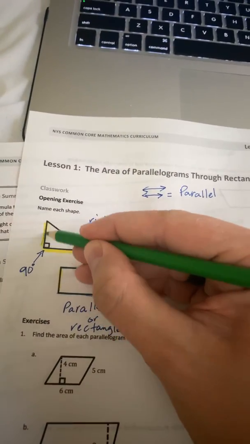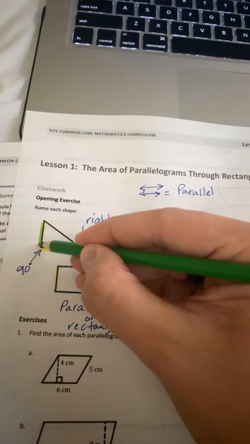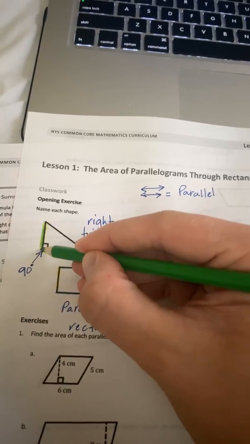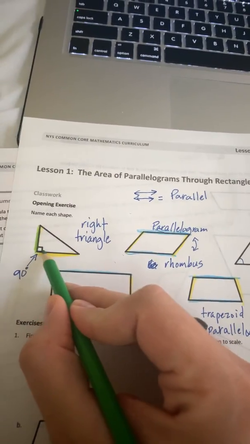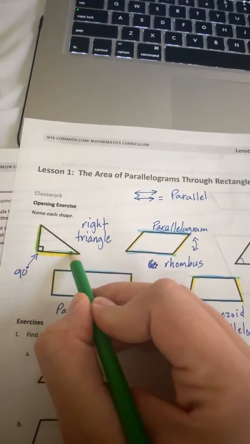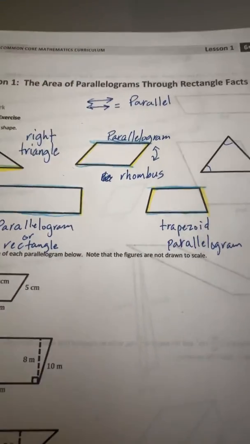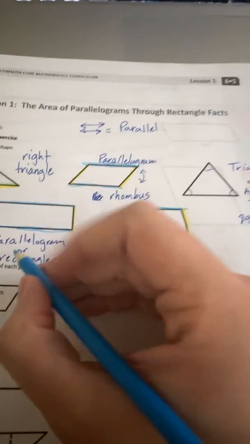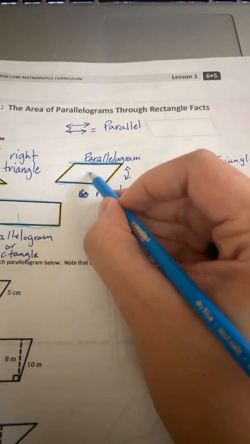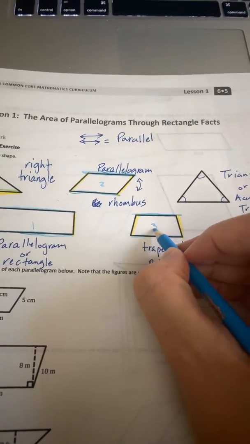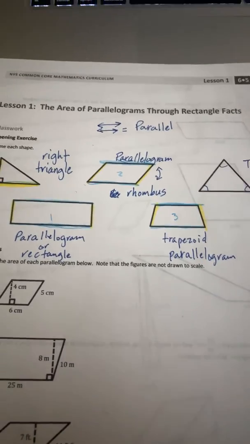Just so you guys don't get confused from the beginning, these are not parallel, so I'm just changing the color. Okay. They're just showing you that there's a 90-degree angle right there. It cuts in the corner. Okay. So these three right here, number 1, number 2, and number 3, these are the 3 forms of parallelograms.